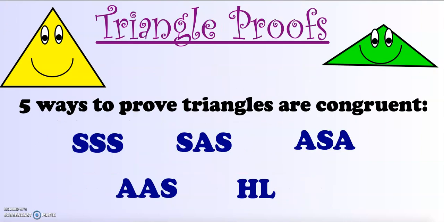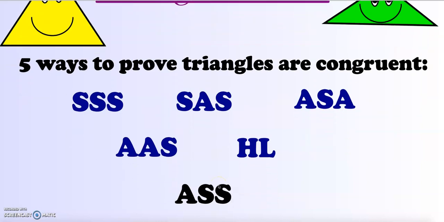Okay, so let's go ahead and get started with our triangle proofs. Do you remember from the video the other day that we have these 5 shortcuts, 5 very quick ways to prove triangles are congruent? Side, side, side; side, angle, side; angle, side, angle; angle, angle, side; and the last one is called hypotenuse leg. And of course, being called hypotenuse leg, you know it only works for right triangles.